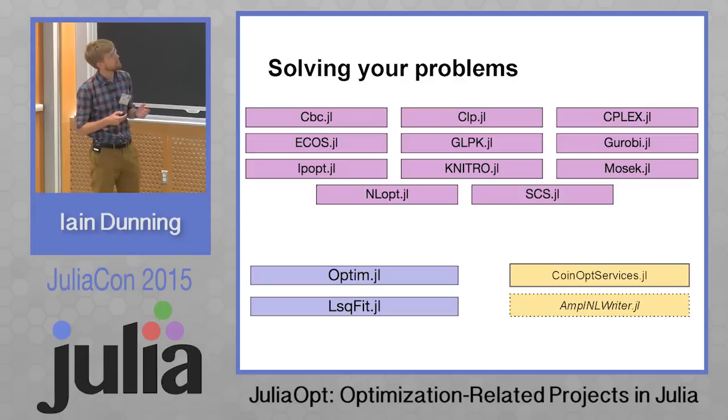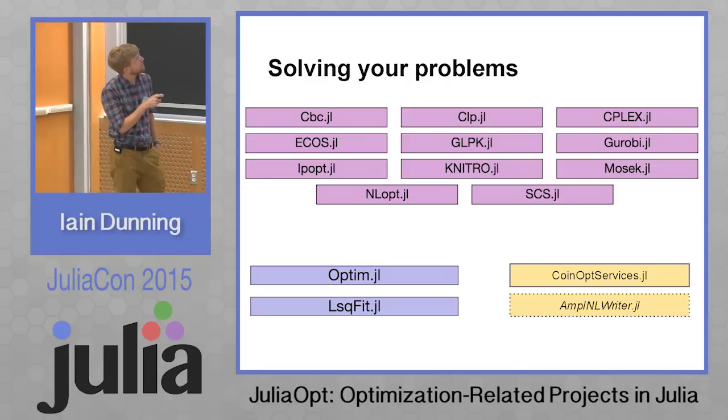So for solving the problems, we have a wide range of solver interfaces. They all do different things. We have mixed integer linear programming solvers, like CBC, Clp, Cplex, Gurobi for mixed integer and mixed integer quadratic. ECOS is for second-order cone problems. GLPK, linear programs, integer programs. Knitro and Mosek are aimed at nonlinear optimization. Mosek does a little bit of all these.